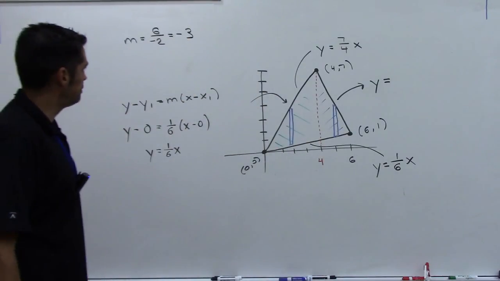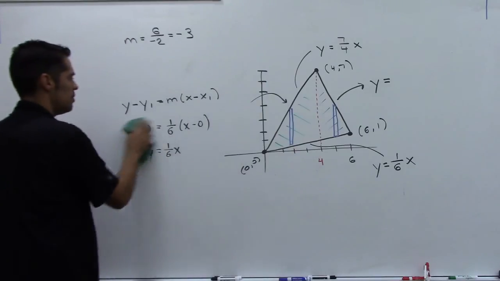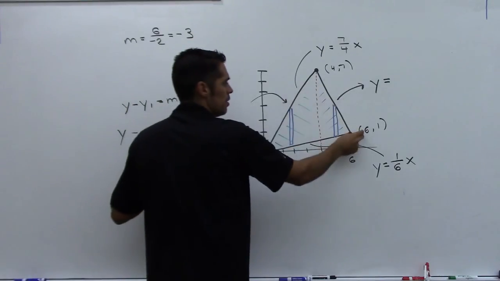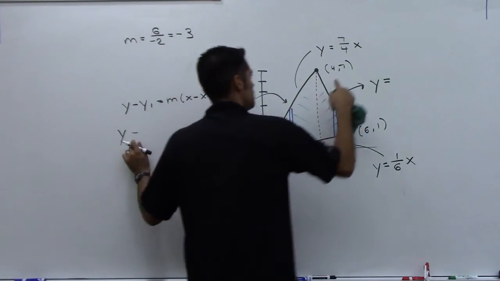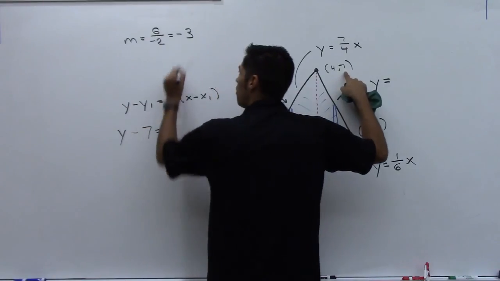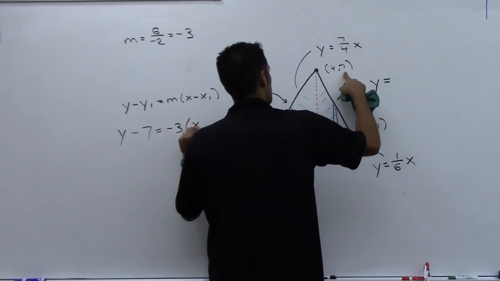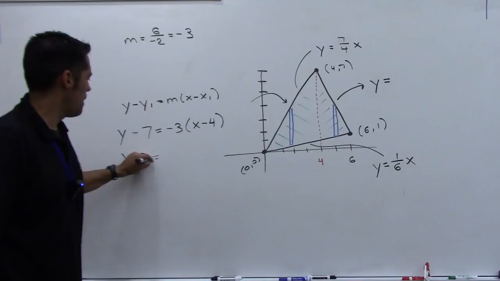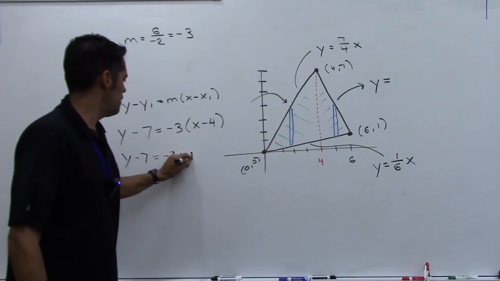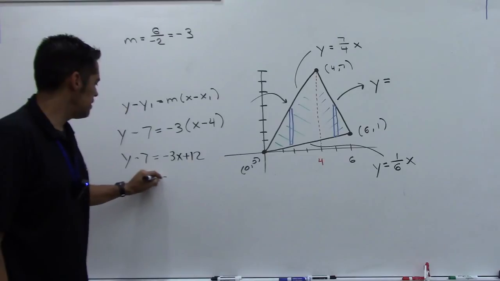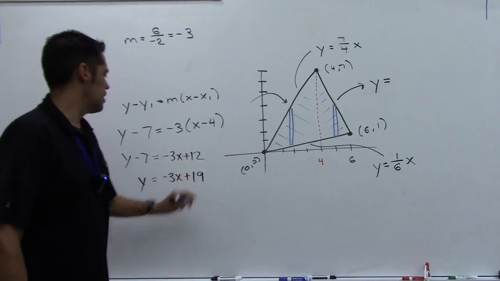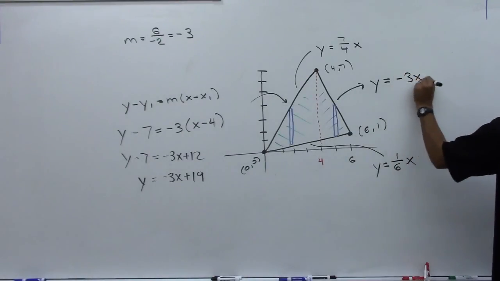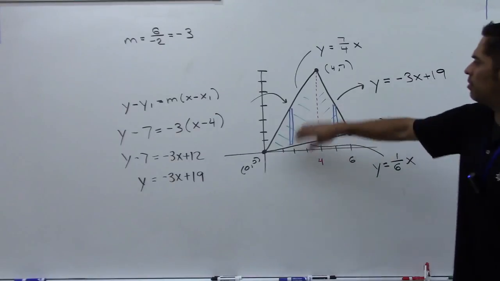So once I know the slope, I can come into this formula. And I have to use y minus, now I can do this point or this point. It doesn't matter, I'll use this one. So y minus y1, which is 7, equals the slope, which we found to be negative 3, times x minus 4. And so if I clean this up, negative 3x plus 12, add 7 to both sides, we should get negative 3x plus 19. So that's the equation of that one. Okay, so I know the equation of those 3 lines.